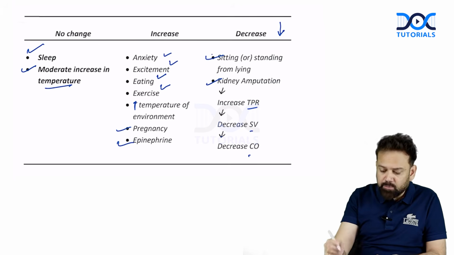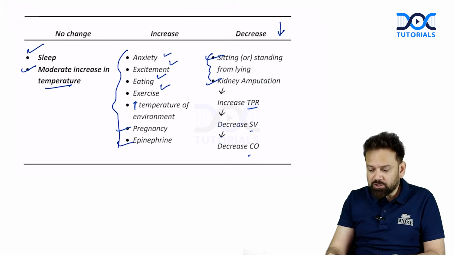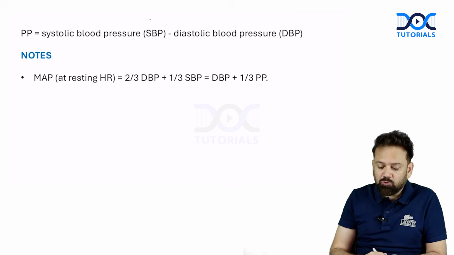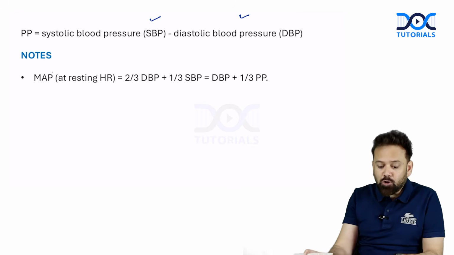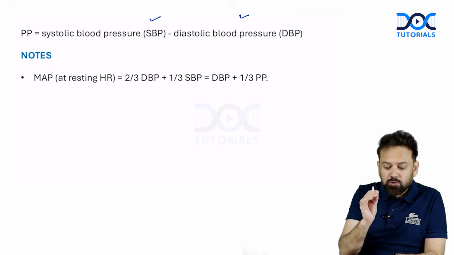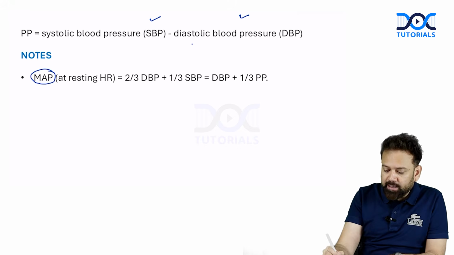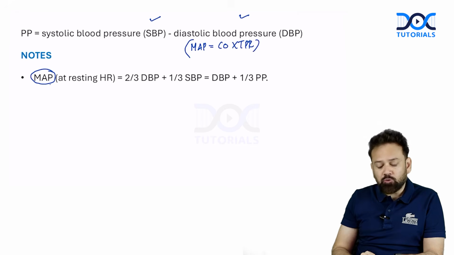So please at least remember these examples from Ganong. Sometimes they can ask you from this table. Now, what is pulse pressure? Pulse pressure is equal to systolic BP minus diastolic BP. Why am I telling this? Because when we need to look for mean arterial pressure, just now I told you mean arterial pressure is equal to cardiac output into total peripheral resistance. Okay, like that also you can calculate.